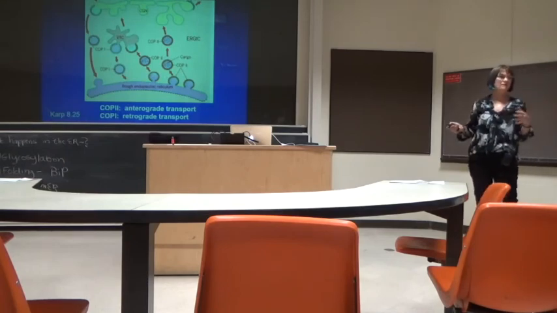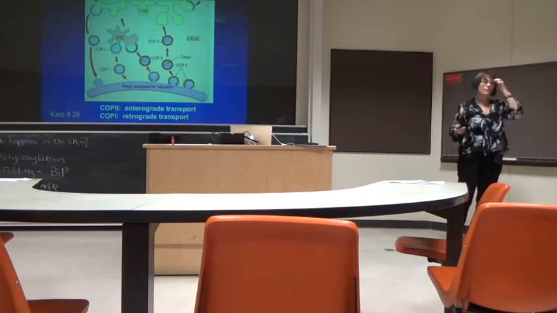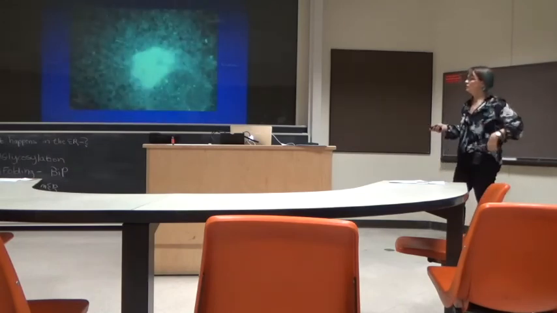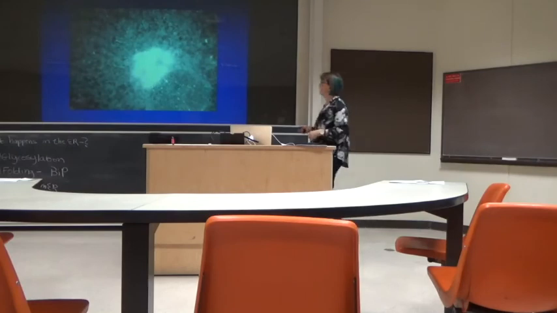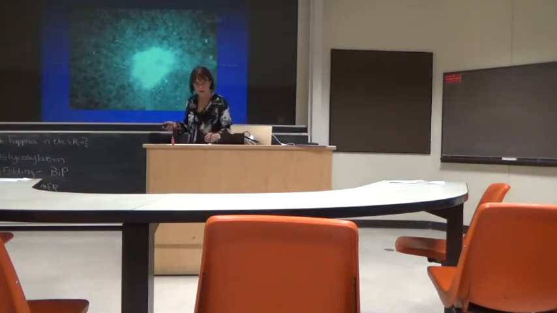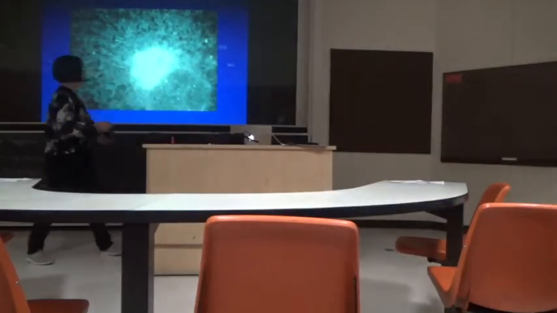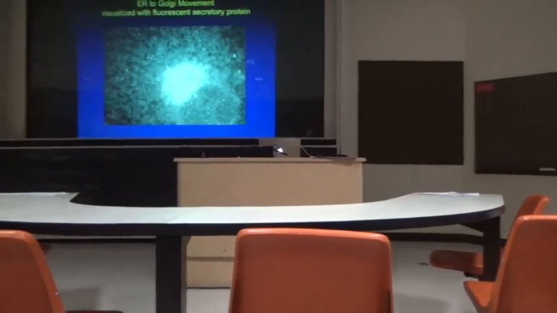You might not think this is a big problem, since these vesicles seem small, but it actually is when you look at all the ER to Golgi traffic that's going on. If we look here, this is a cell that's been labeled with a secretory protein.